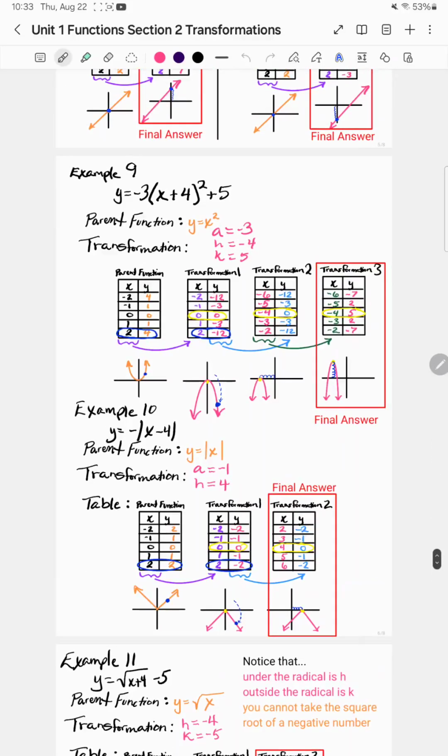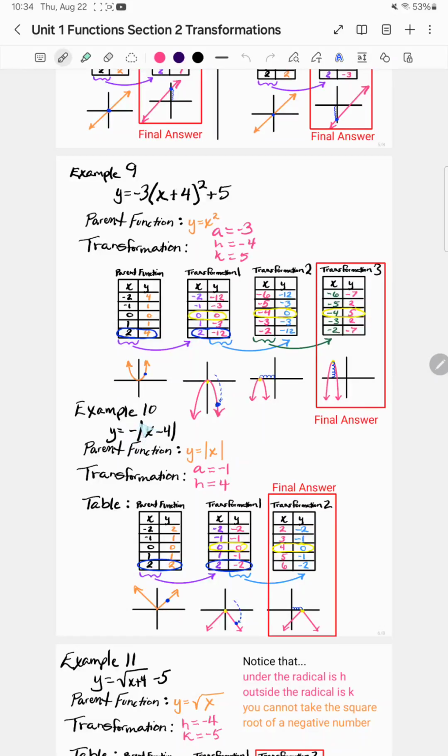Example 10, we've got a different parent function now. Now we see that we have these absolute value bars around my variable. So I know I'm working with an absolute value function, and then this is the equation for that parent function. So to identify that, we would say y equals the absolute value of x. That's my parent function equation.